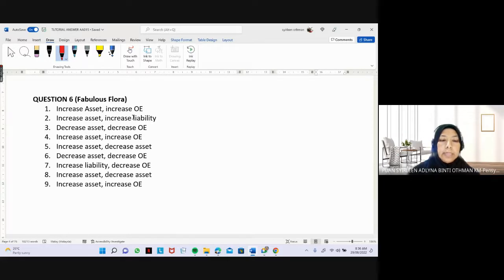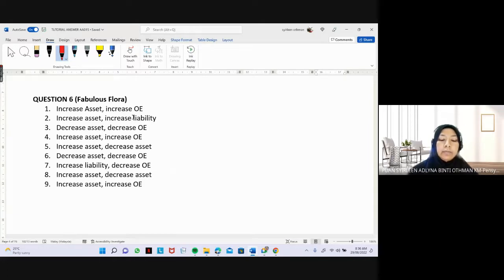Okay, number 8, we increase our assets and we decrease our assets. Okay, because you purchase additional equipments for cash. That means saya beli equipments. Equipment is actually your asset, so your asset increases. But at the same time, because the payment has been made by cash, that means kita mengurangkan cash account. Kita decrease our asset as well.